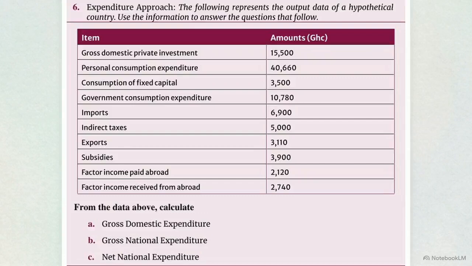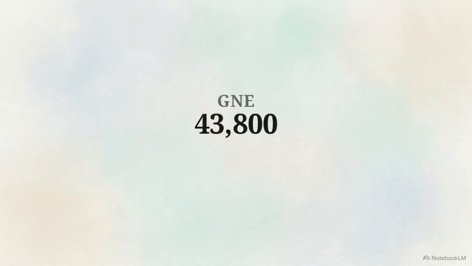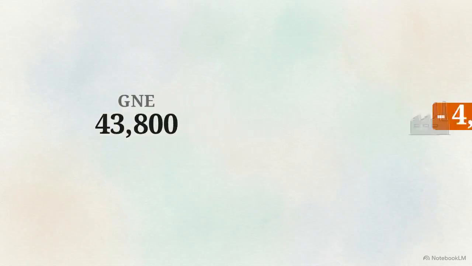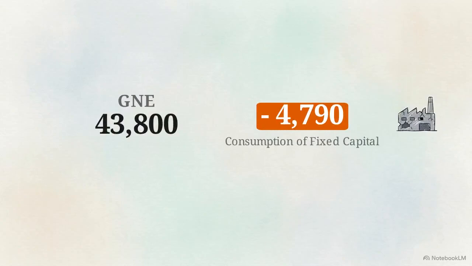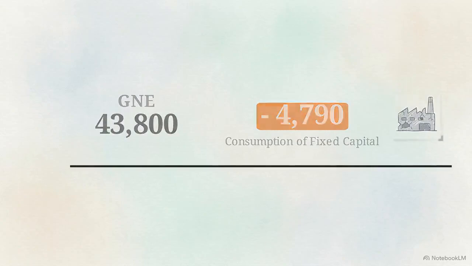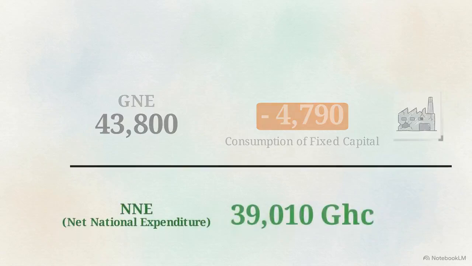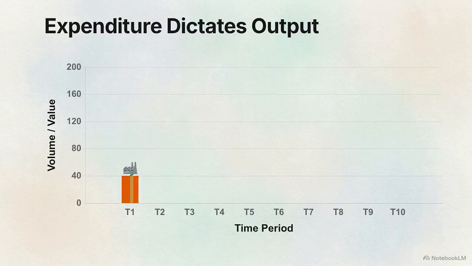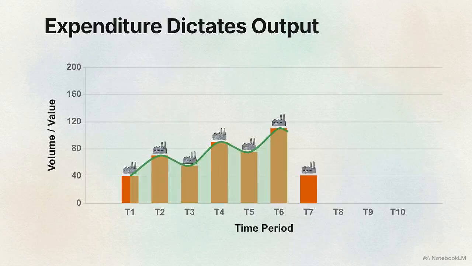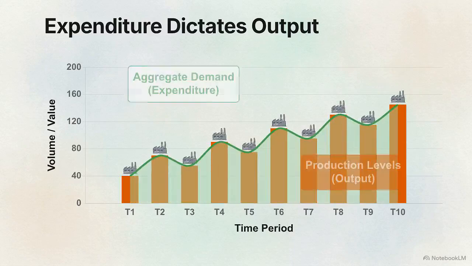Now, pause the video. Look closely at the data table, identify the exact adjustment needed for fixed capital, and calculate the net national expenditure for yourself. The correct calculation takes our 43,800 GNE and subtracts the 4,790 for consumption of fixed capital, giving us an NNE of 39,010 cedis. Tracking this aggregate expenditure maps the total demand that ultimately dictates a country's production levels.